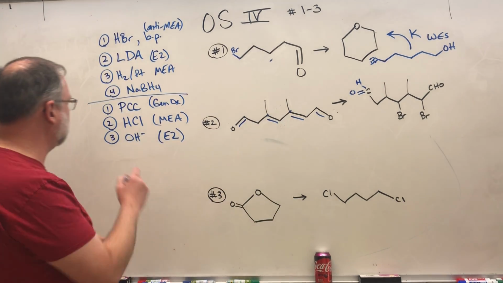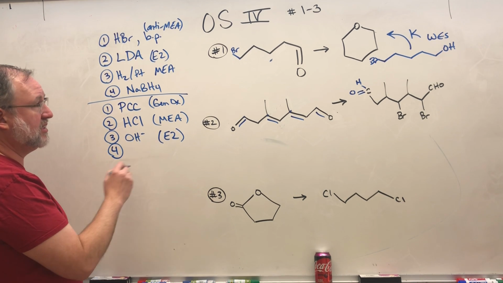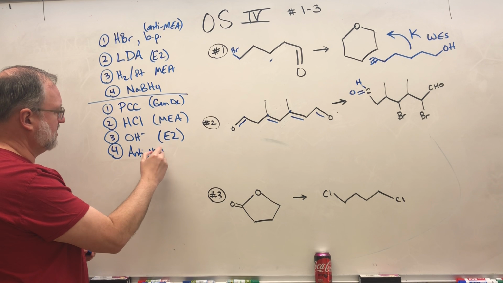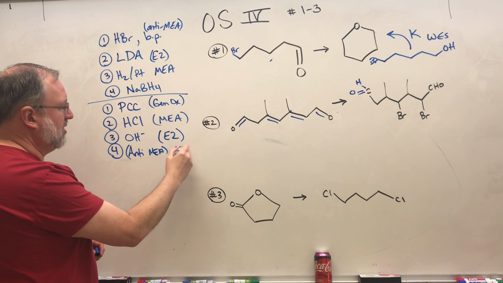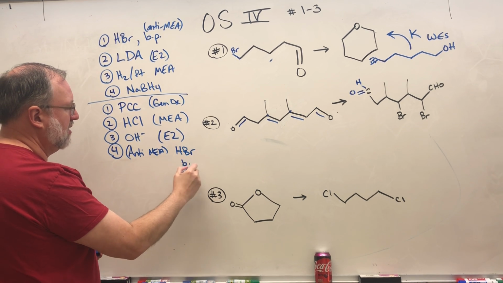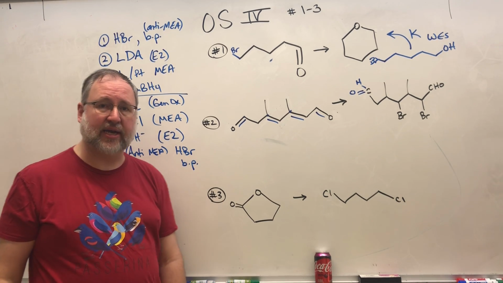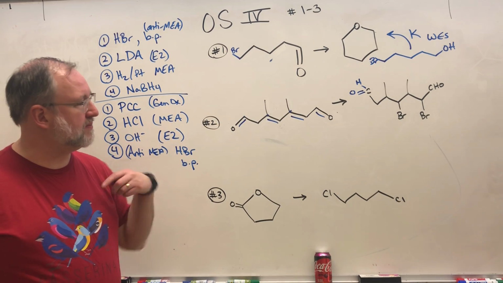And now we're almost done. Now we just need some anti-Markovnikov addition. Oops, I did this backwards. All right, with some HBr and our good friend, I'm just going to abbreviate it, but you should be able to write it out, benzoyl peroxide. And that should get you to that.